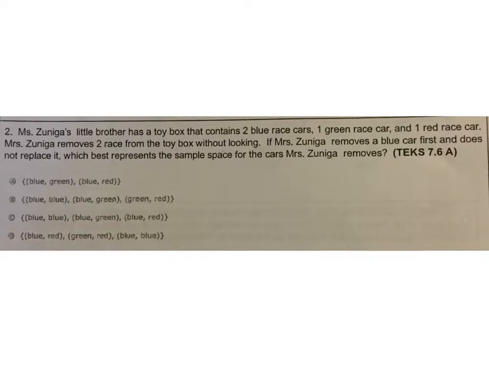Number 2. Mrs. Zuniga's little brother has a toy box that contains 2 blue race cars, 1 green race car, and 1 red race car. Mrs. Zuniga removes 2 race cars from the toy box without looking. If Mrs. Zuniga removes a blue car first and does not replace it, which best represents the sample space for the cars Ms. Zuniga removes? A, B, C, D.